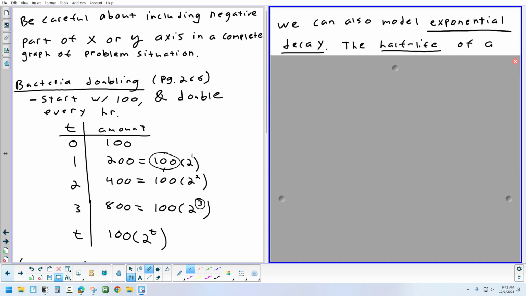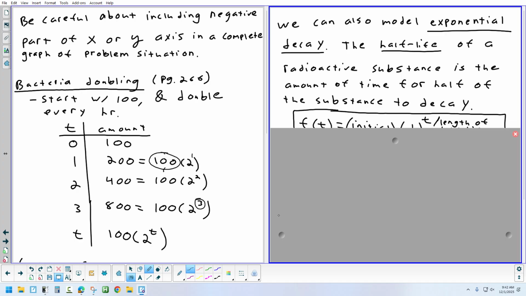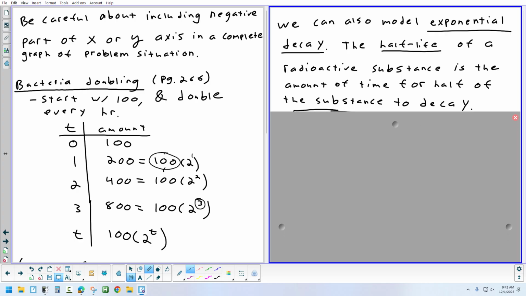All right, and the last problem we're going to look at is the opposite of doubling. It's halving. So this is called half-life. A lot of times you see half-life when you're talking about nuclear material, like it's the amount of time it takes for half of your substance to disappear.